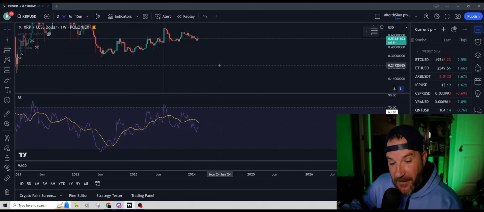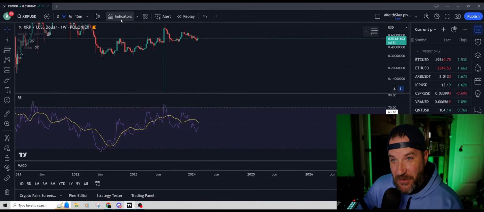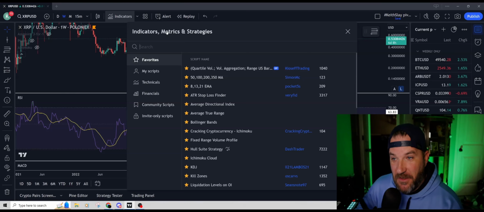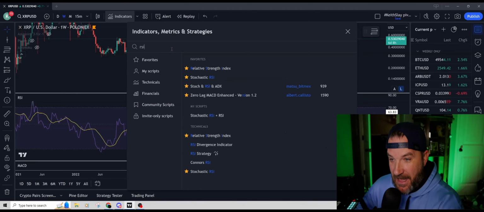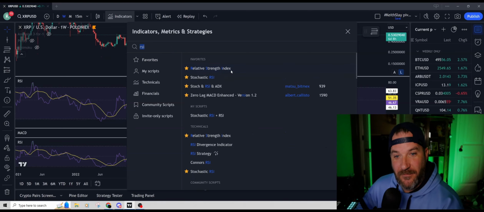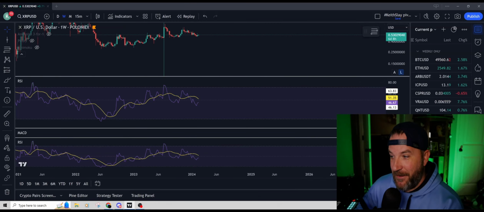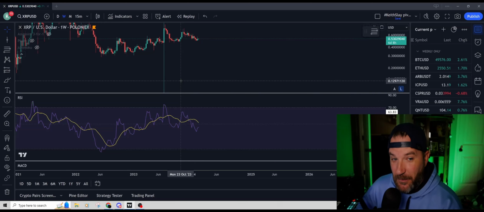All right, I've already got the RSI pulled up for you, but I'll show you. You click indicators here, just as we did with the others. Type in RSI, and there you have it. Relative Strength Index. I just added another one on top of the one that I already had. I'll delete that one because I don't need but one here.